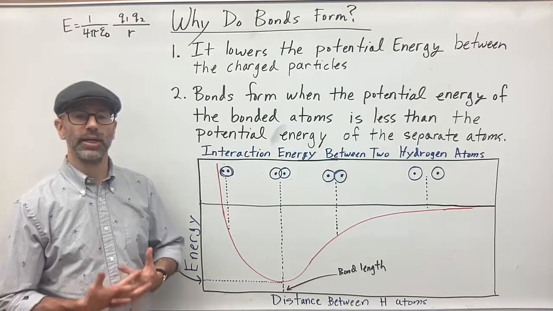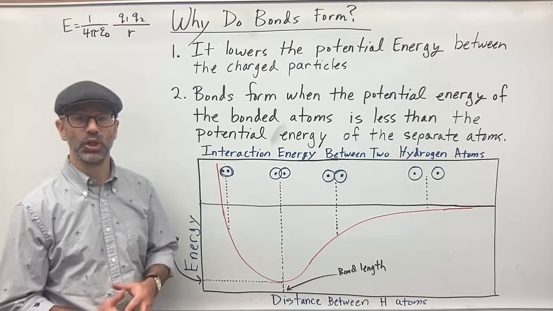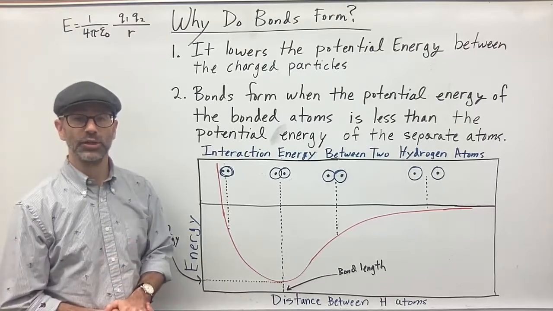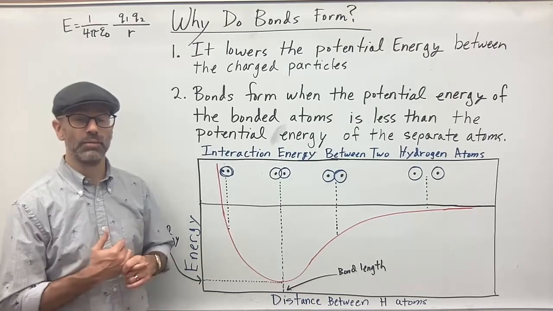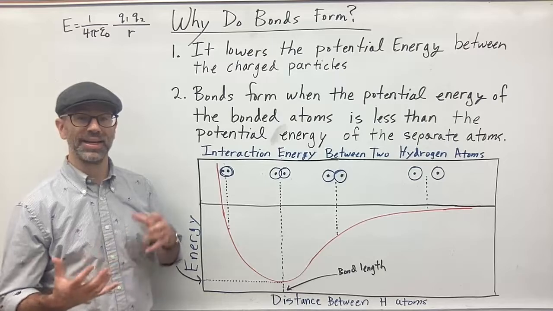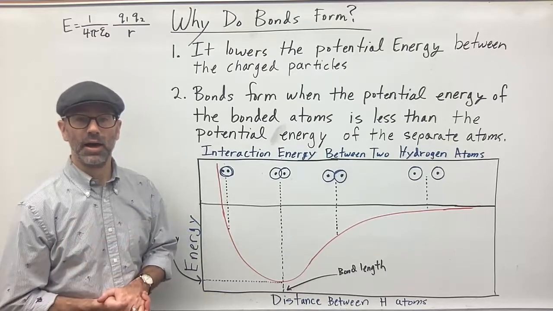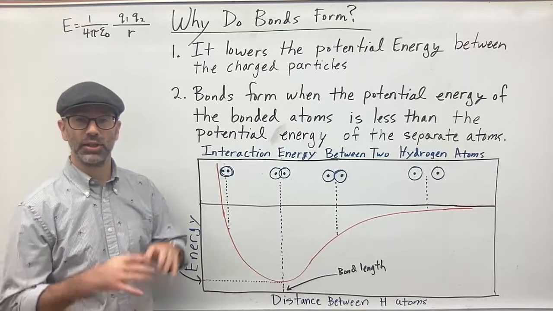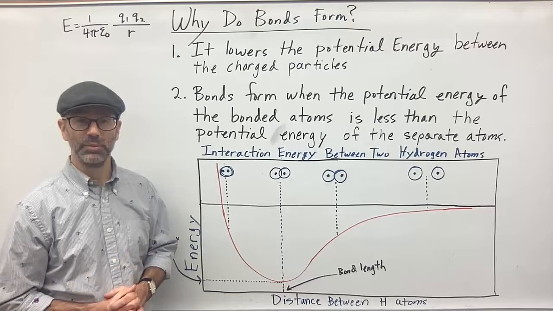In this video we're going to go over why bonds form between atoms. The ultimate answer is that they want to achieve the lowest potential energy possible between the charged particles. Here we're talking about protons in the nucleus and electrons in the atom, especially the valence electrons, which are the outermost electrons, but all the electrons in the atom as well.